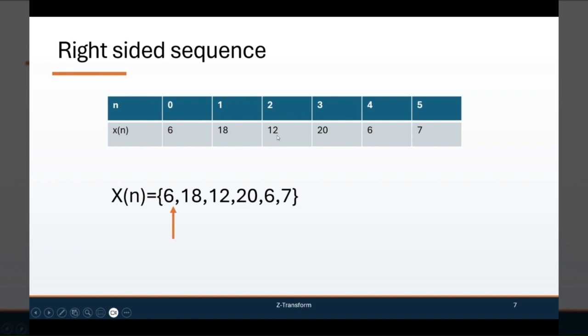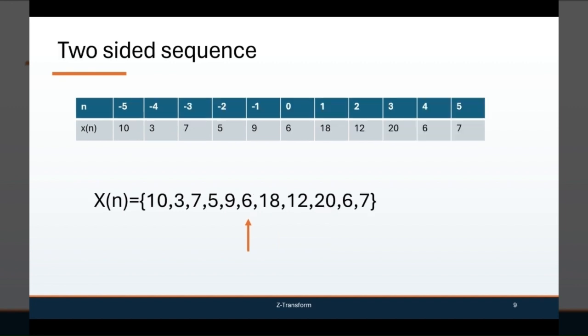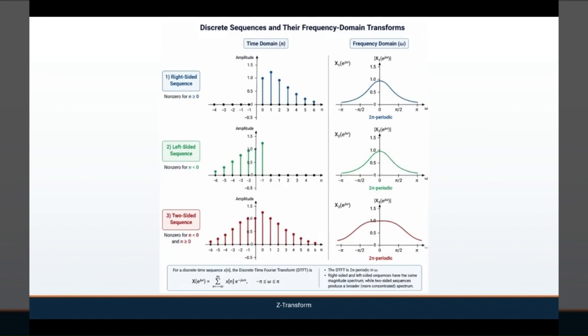In a right-sided sequence, the values will be available in the positive axis, whereas in a left-sided sequence, the values will be available in the left side, negative axis. Again here, the arrowhead represents the reference plane, that is 0, and at minus 1 on the negative axis the value is 9, at minus 2 the value is 5. So a left-sided sequence is represented like this. In the two-sided sequence, with the arrowhead at the 0 reference, it has both the right-sided and left-sided sequence. This diagram clearly depicts all three sequences: right, left, and two-sided.